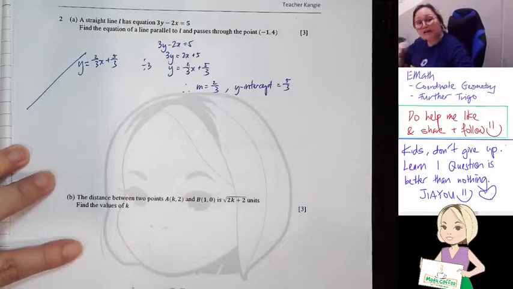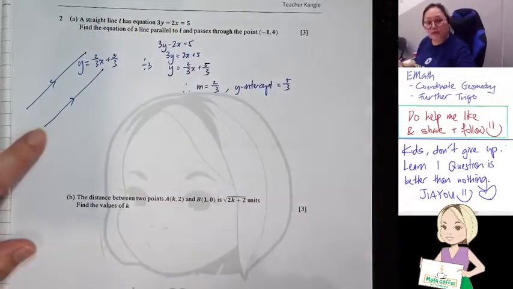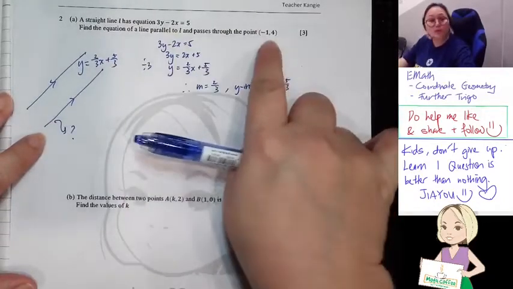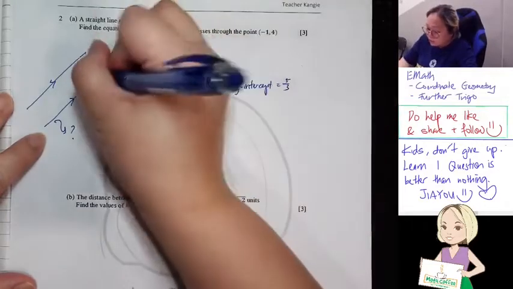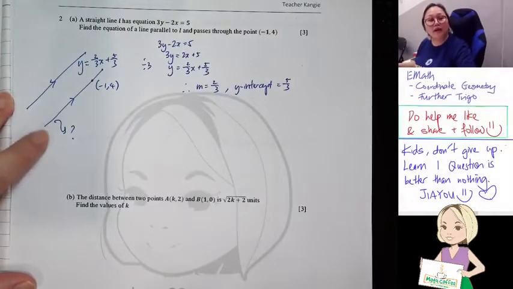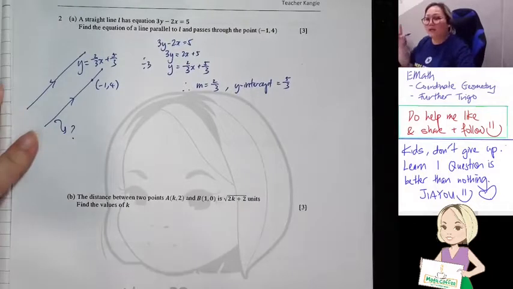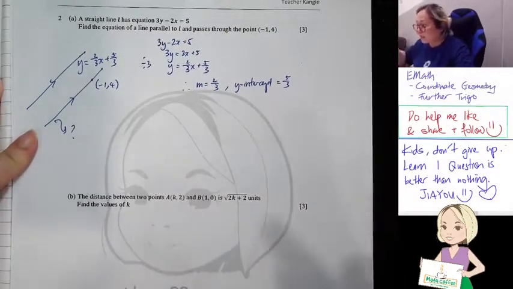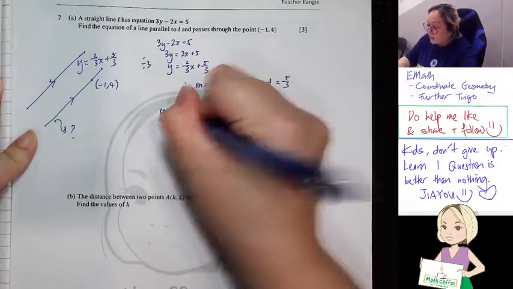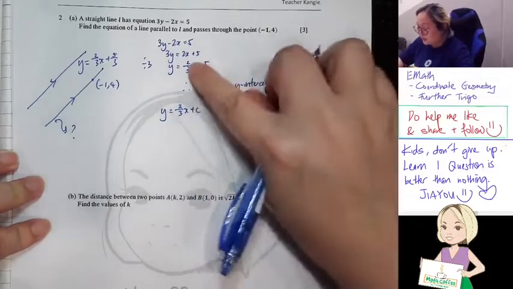They ask you to find another line which is parallel, this second line, and they tell you this second line passes through this point minus 1, 4. So maybe minus 1, 4 is your example. Your task is to find the equation of this second line. When they say lines are parallel, it means the gradient is the same. So I know that the equation of the second line will be y equals to 2/3 x plus c, because the gradient is the same.